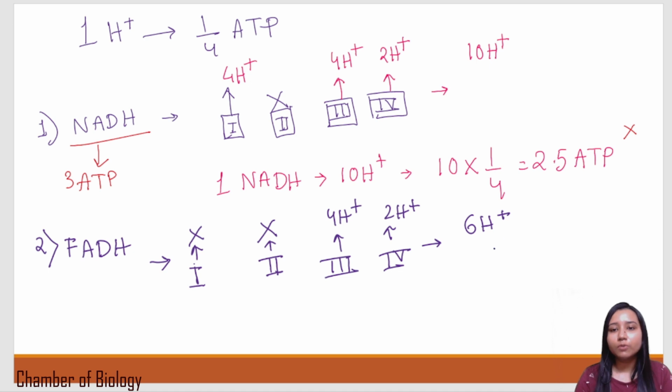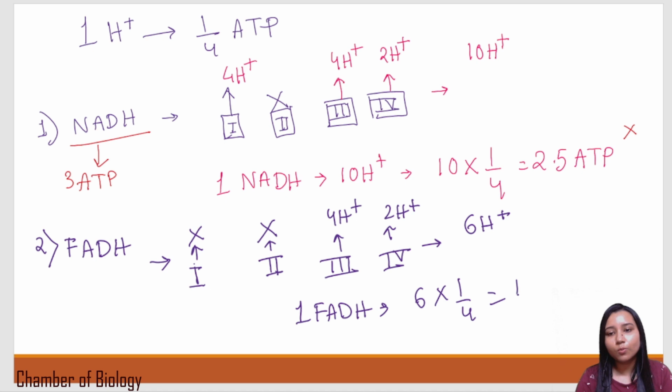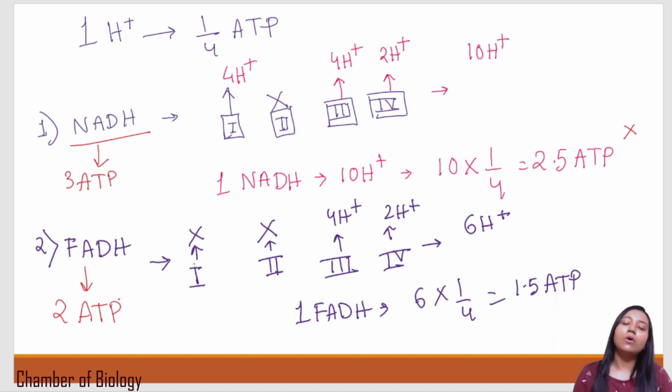So 6 protons, what does it mean? 1 FADH is going to give us 6 into 1 by 4, it is going to give us 1.5 ATP. But again, I am telling you, we do not consider this. We consider 1 FADH is going to give 2 ATP when you are studying for your NCERT or your NEET. Okay, you will be studying NADH 3 ATP and FADH 2 ATP.